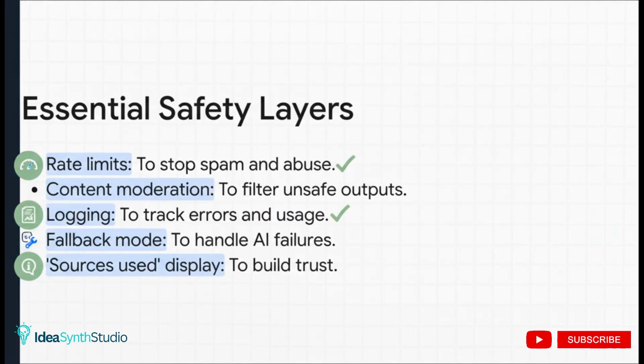Look, a smart bot is great, but a safe bot is non-negotiable. This checklist here is your guide to building something you can trust. You need things like rate limits to stop spam, content filters, and a clear privacy policy. These aren't suggestions, they're essential.